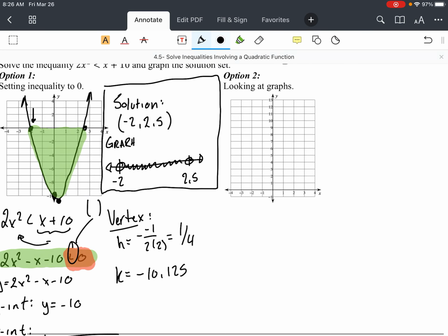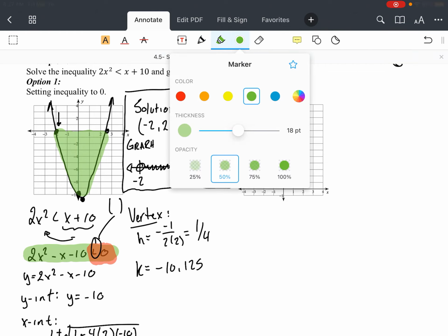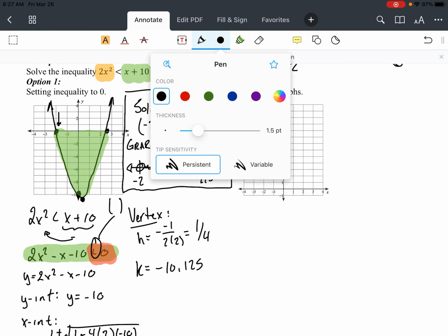All right, so option 2, it says looking at the graphs. What it means by looking at the graphs is I'm going to graph each of these individually. So I'm going to graph 2x squared, and then I'm going to graph x plus 10. Right, so let's go ahead and do that. I'm going to graph 2x squared in orange. I'll graph x plus 10 in green, and then we'll deal with the inequality.